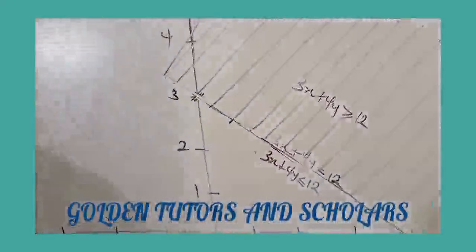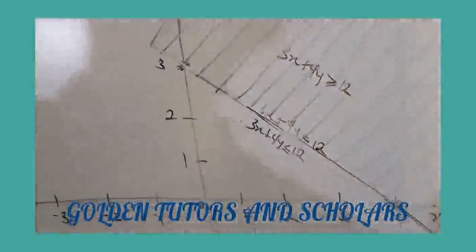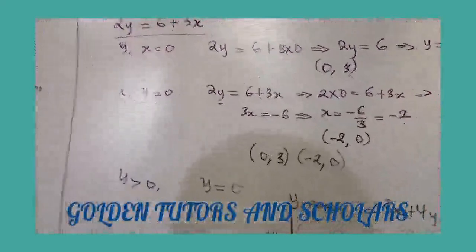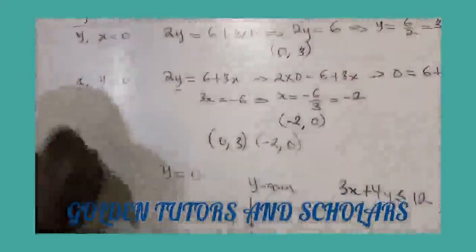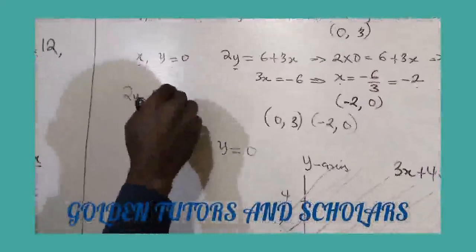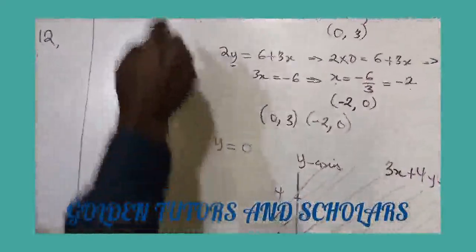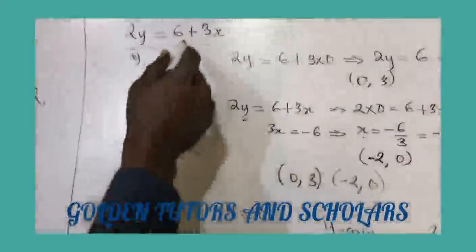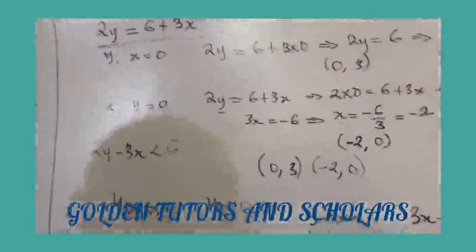This is the required region. Coming to the second inequality, which is 2y minus 3x less than 6. The boundary line for this is 2y equals 6 plus 3x.